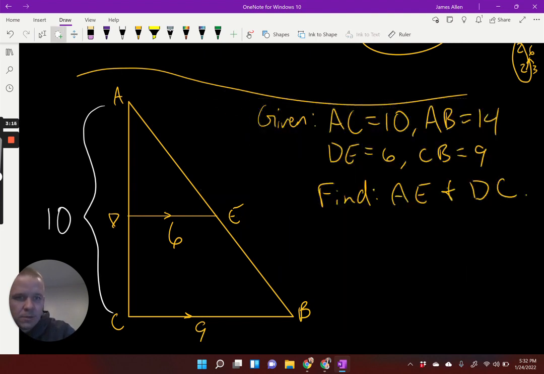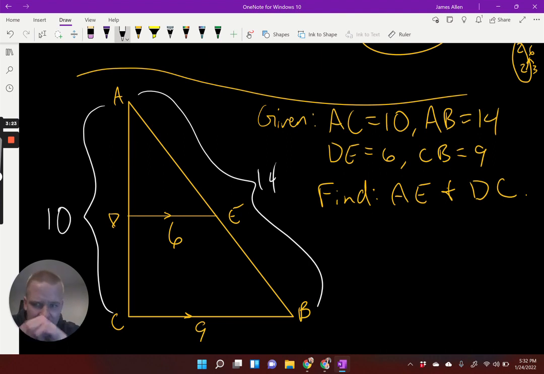Technology. Okay. Then I've got AB, that equals 14. All right. And now I want to find AE and DC. How about let's start with AE. I'm going to call AE X. Okay. So if AE is X, how can I set this up here?